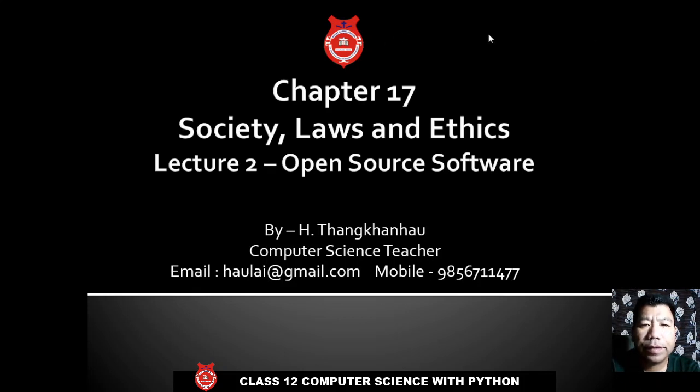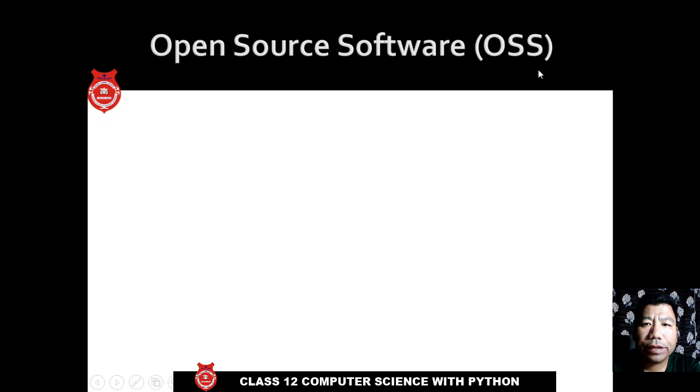Alright, in chapter 17, Society, Laws and Ethics, this is the second lecture, and this lecture will be related to open source software. So we are going to study what is open source software, the different types, and what are its characteristics, etc. I will add some Mizo explanation in between, okay? And first of all, let us talk about what is open source software.